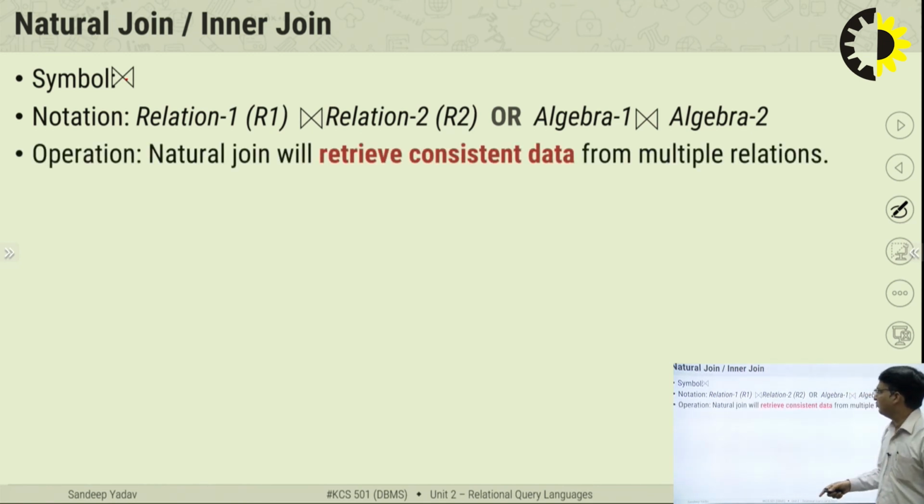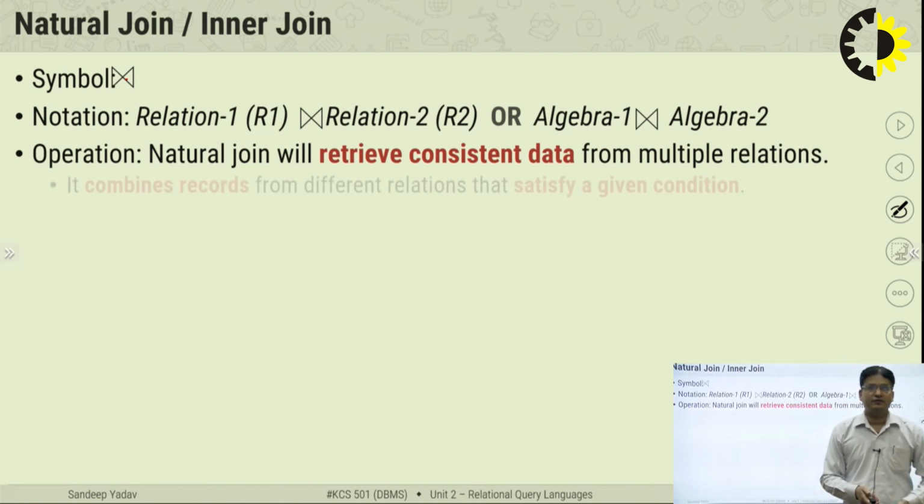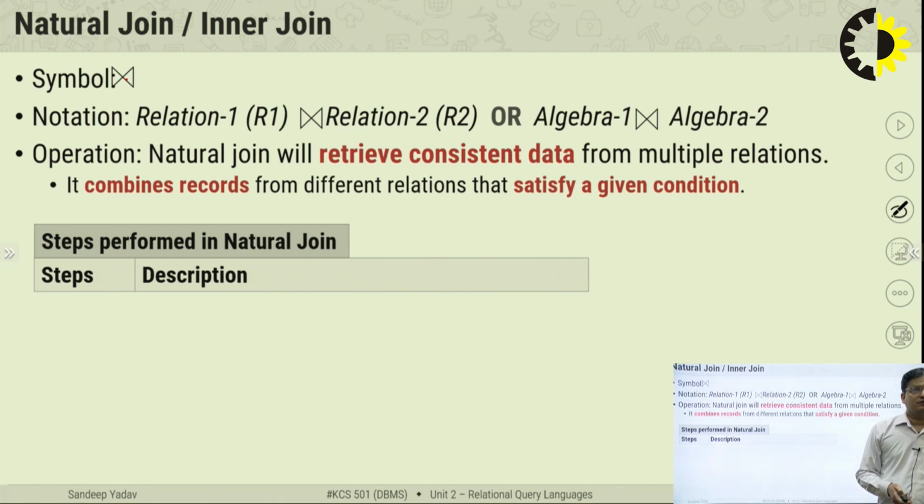Now this natural join will retrieve consistent data from multiple relations. If the data is to be fetched from more than one table, then we make use of the join operation. In order to apply the join operation, there must be one attribute that is common in the 2 tables. If we have 3 tables, then these 3 tables should also have some common attributes. So the join operation combines records from different relations that satisfy the given condition.